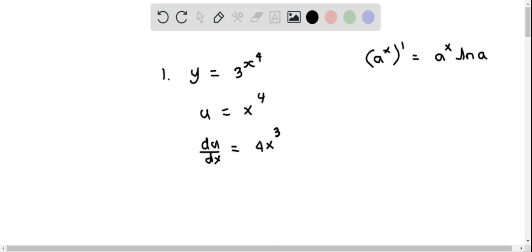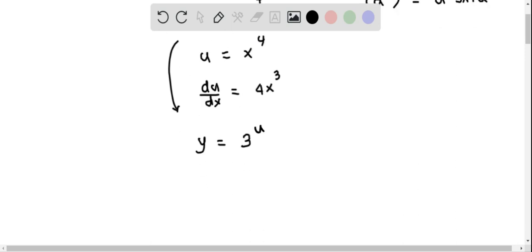Now we can rewrite y after making the substitution for x^4 as u. So y becomes 3 raised to the power of u, that is 3^u. Now let's find the derivative of y with respect to x. So we write dy/dx, and this equals, since this is a function of u, we find the derivative of 3^u.